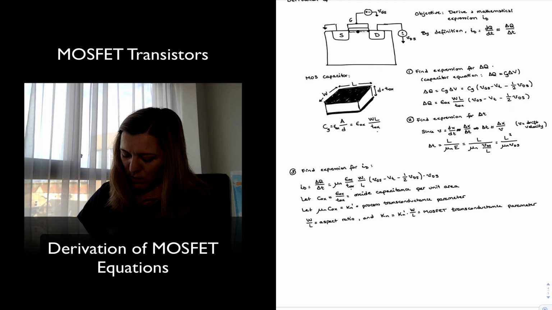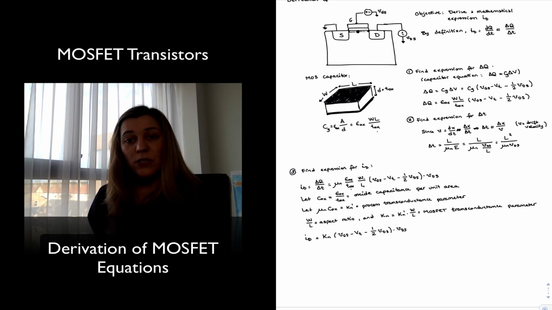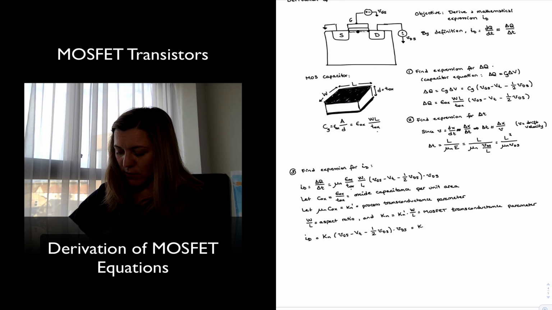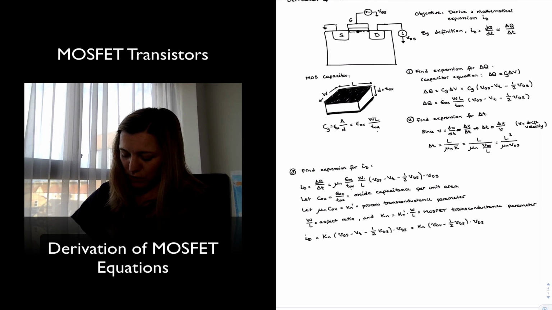Alright, and so we have our final equation, ID, which can be expressed as K sub n times VGS minus VT minus 1/2 of VDS times VDS. If we wanted to still simplify that expression a little bit more, we could just keep in mind the fact that VGS minus VT refers to the overdrive voltage, and so I could really rewrite this as Kn times the overdrive voltage minus 1/2 of the drain to source voltage times VDS. And that's my expression for current.